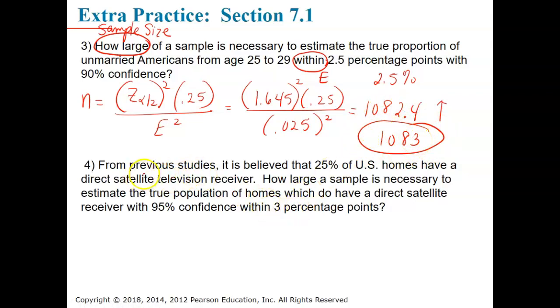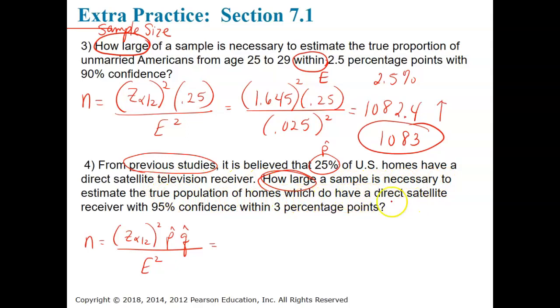Okay, for the next one, from a previous study, so since I have something prior to build from, I'm going to use this formula. Okay, so it is believed that 25%, so that's going to be my p hat, of U.S. homes have a direct satellite television receiver. How large? That indicates sample size. How large a sample is necessary to estimate the true population of homes which do have a direct satellite receiver with 95% confidence within 3 percentage points.